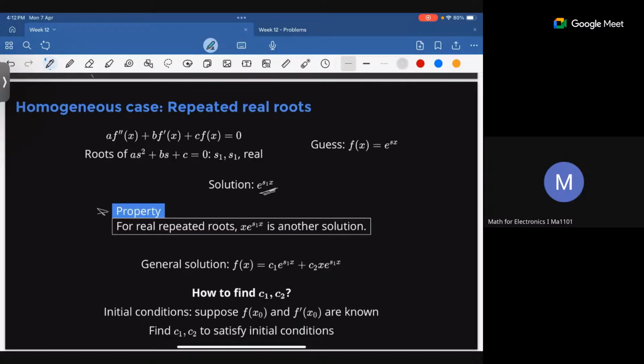Now this is the property. What this property says is, if you have repeated real roots, then x into e power s1x will also be another solution, along with e power s1x. Once you have these two, any linear combination of these two will also be a solution. So the general solution will be of this form: c1 e power s1x plus c2 into x into e power s1x.